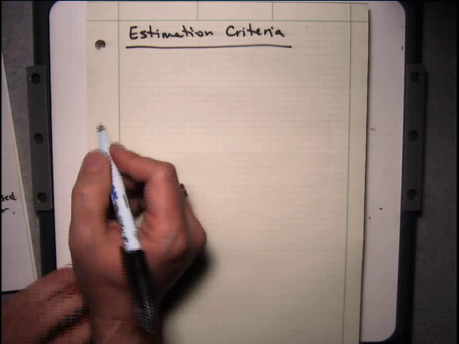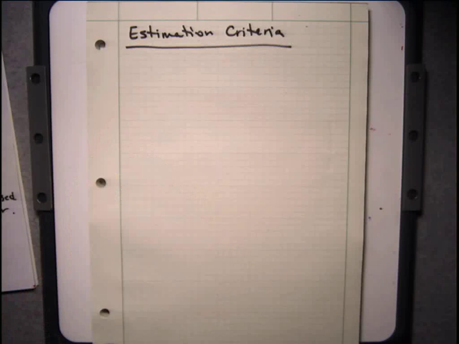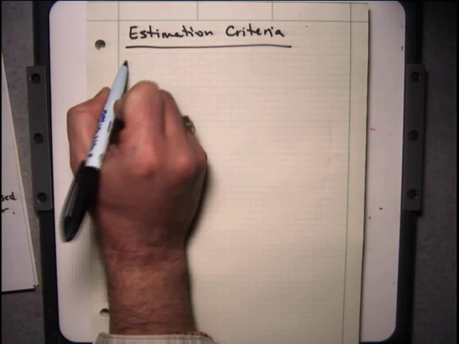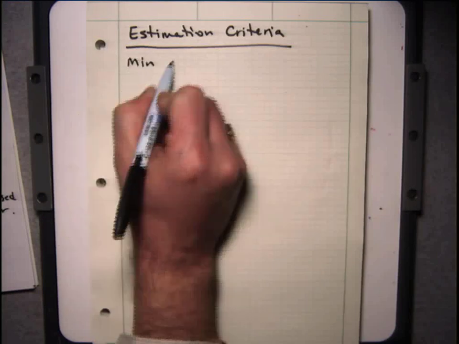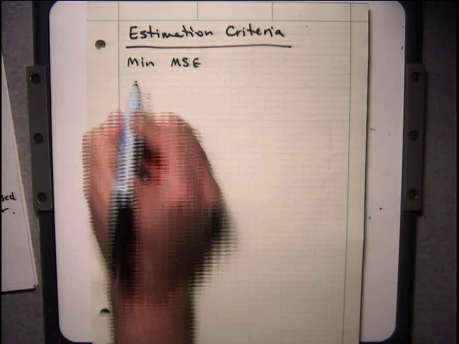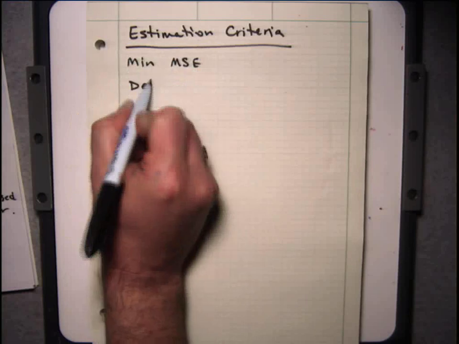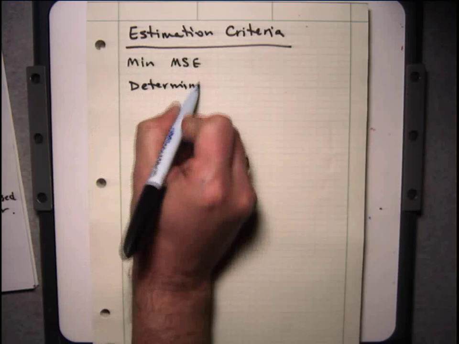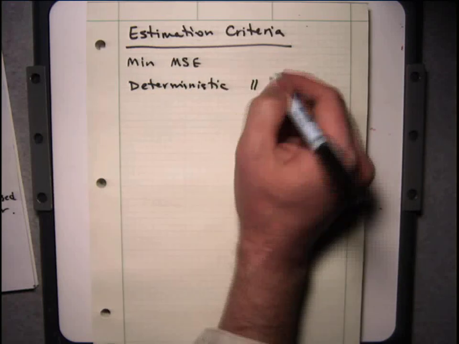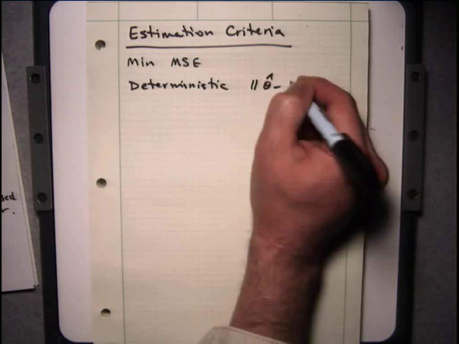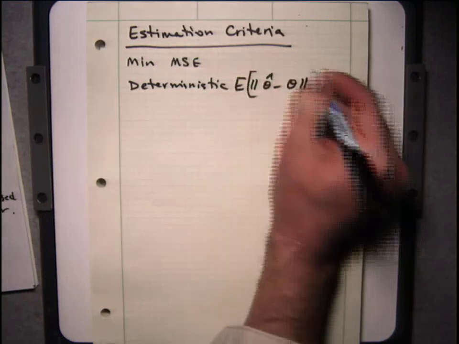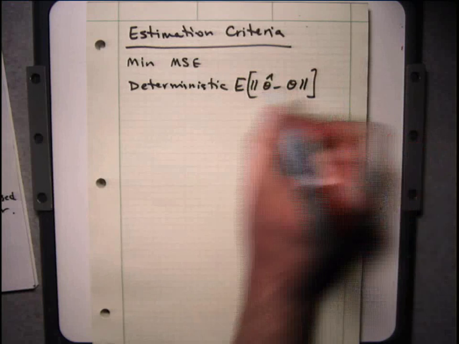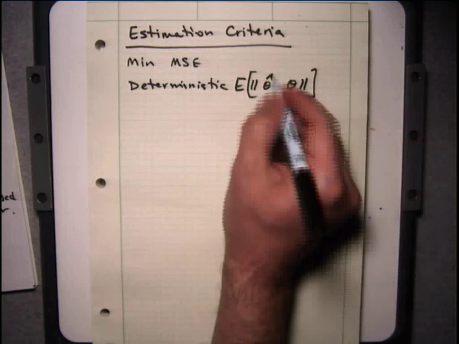So there were two types of problems that we considered: one in which the parameter of interest was random, and the other in which the parameter of interest was deterministic. The deterministic case is, of course, simpler. And so if you wanted to define, let's say, the minimum mean squared error estimate in the deterministic case, you're going to look at the norm of theta hat minus theta, the expected value here. And this expected value is going to be computed over the data, right?